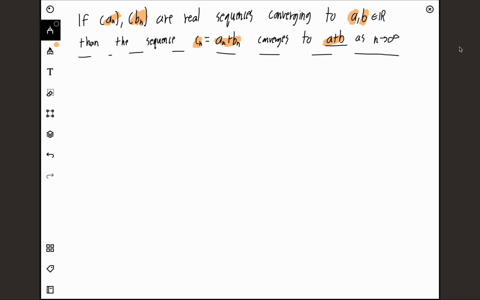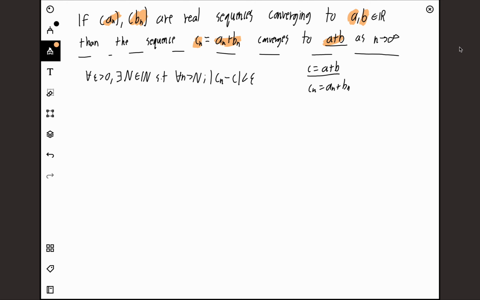So basically, what we have to show is that for every epsilon greater than 0, there exists an n from the natural numbers such that for every n greater than that n, we get that |Cn - C| is less than epsilon, where C is the limit of our sequence, and we said that C equals A plus B. Basically, that's the limit, and Cn just equals An plus Bn. So we have to show that this holds. And how do we show that? Well, we can start by looking at this kind of error function, |Cn - C|.